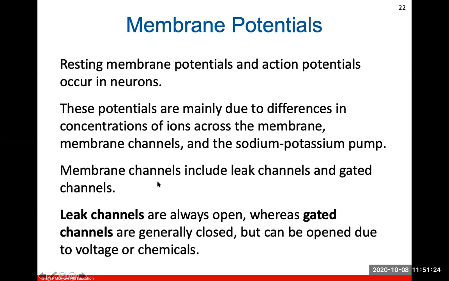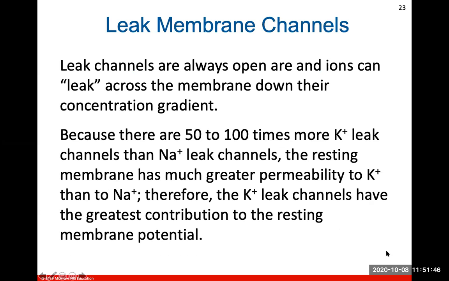The membrane channels include leak channels and gated channels. Leak channels are always open to ions passing through them, and gated channels are generally closed and can only be opened due to voltage or chemicals. They'll usually only open when the neuron is being electrically stimulated. So a leak channel will always be open. And again, we're talking about membrane channels that are on the membrane of an axon.